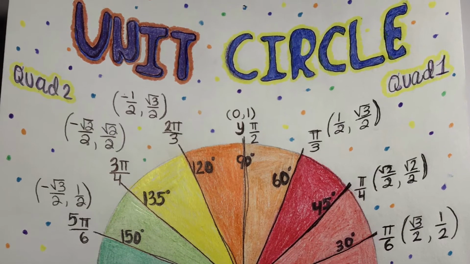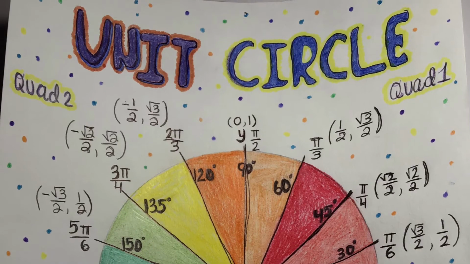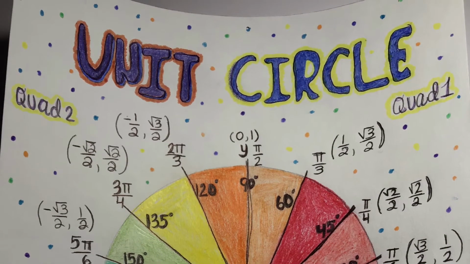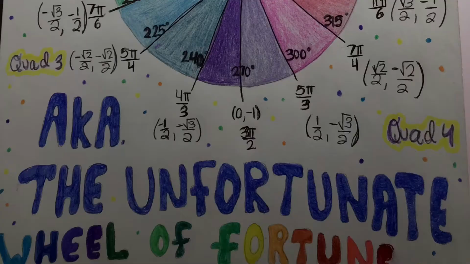So for this problem, we want to find where there is sine of negative square root of 3 over 2. And that can be found at the bottom at 5 pi over 3. Right there, we have square root of 3 over 2 as sine. But for this problem, we want to find the inverse of it.